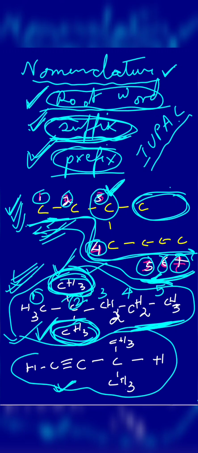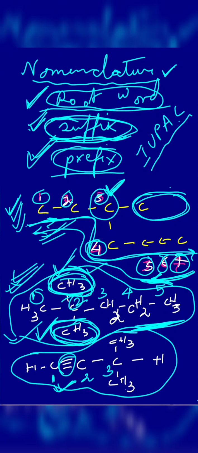Here we are numbering from here as 1, because you look at this triple bond: numbering has to be given in such a way that the triple bond comes first, then 2 here, then 3 here. What is the root word in this case? There are 3 carbons, so it has to be prop. Meth 1, eth 2, prop 3. And what about the suffix? Is it ane? No, you are seeing a triple bond, so it will be yne, propyne.